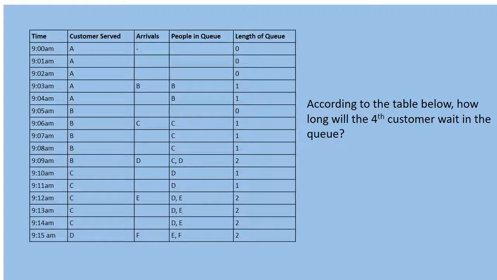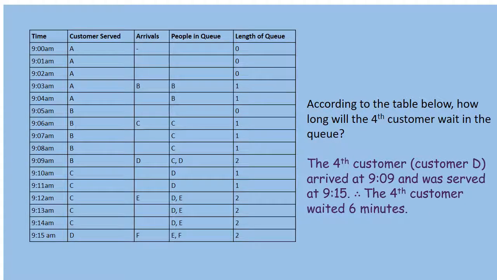So according to this table, how long did the 4th customer wait in the queue? Well, the 4th customer is A, B, C, and then D. So the 4th customer is customer D. So we look, they arrived at 9:09. Here they turned up, and they were served at 9:15 here. So we have 9:15, take away 9:09, that's 6 minutes.